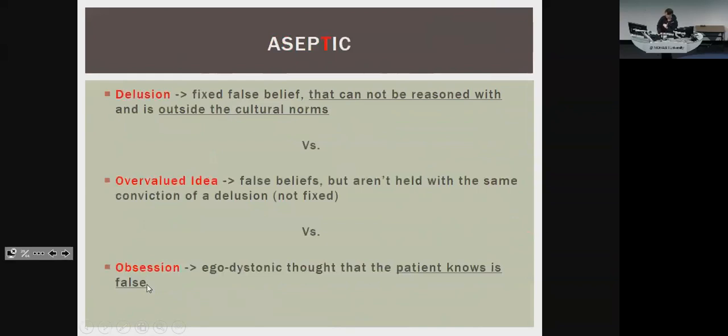Okay, what's the difference between a delusion, an overvalued idea, and an obsession? Well, a delusion we already know is a fixed false belief that cannot be reasoned with. An overvalued idea is somewhat of a step down. It's still a false belief, but it's not held with absolute conviction, so it can still be reasoned with, okay? And an obsession is even a step down below that, and the patient knows that it's false. I know that washing my hands hundreds of times isn't going to get all the bugs off them, but I just have to do it anyway. It's ego-dystonic. It's not acceptable to my ego. It's making me uncomfortable that I'm doing this. Makes sense? They're just steps down.